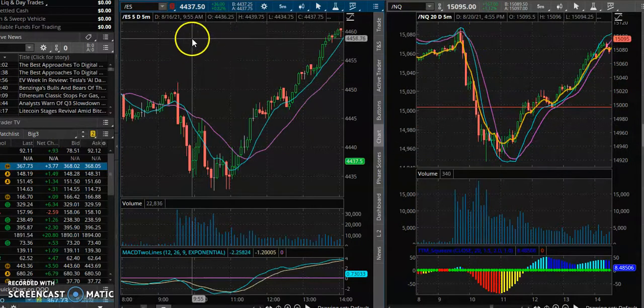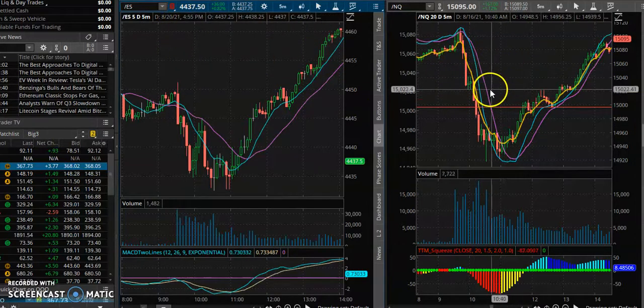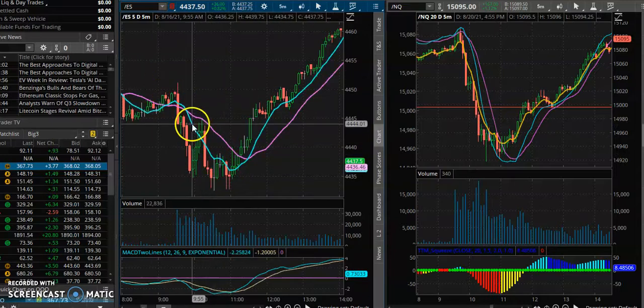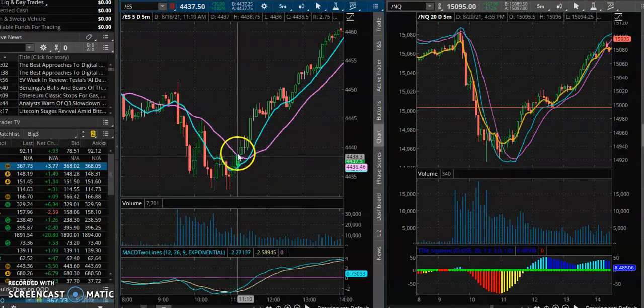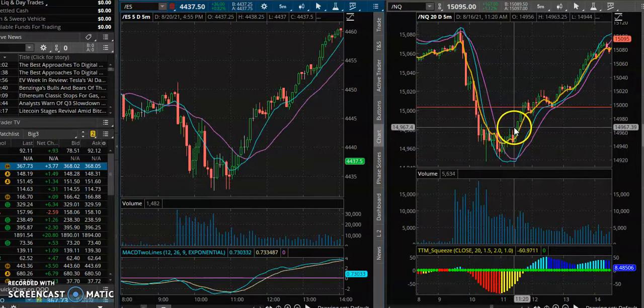So this is the ES E-mini right here, and this is the NQ, which is the NASDAQ E-mini. Now I trade the NASDAQ side, but I watch the correlation between the two, and when they're both trading together, and usually this one's leading, the ES, I like to let it lead, and then I jump in with my NQ, the NASDAQ.